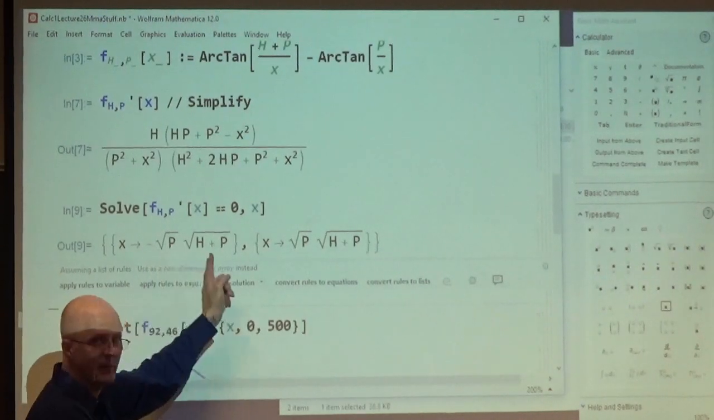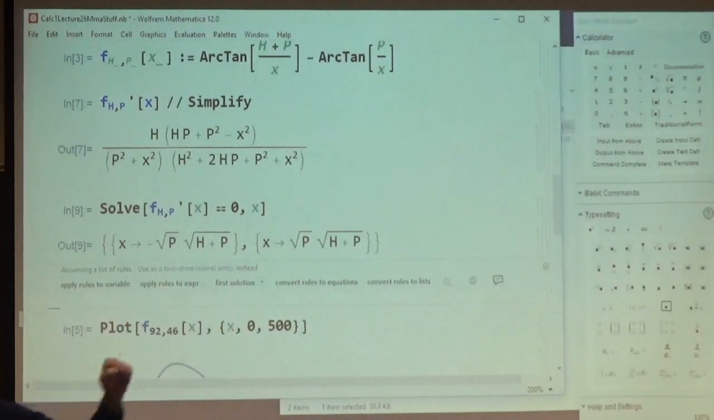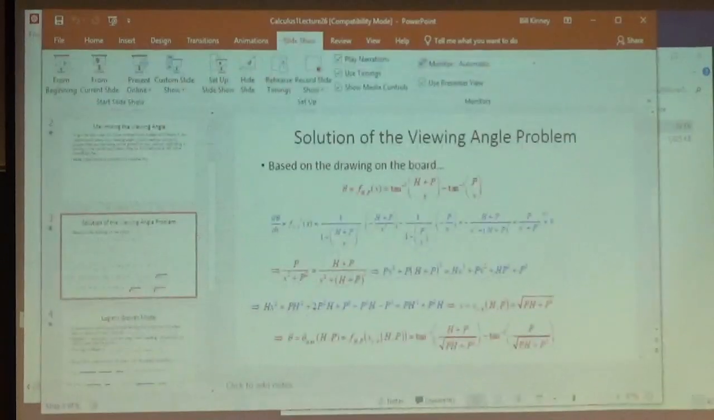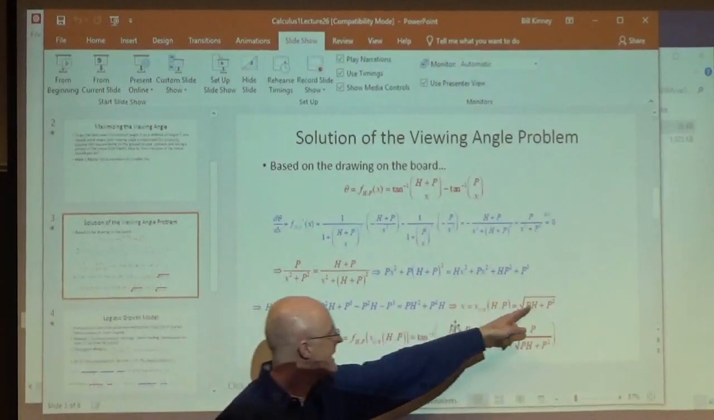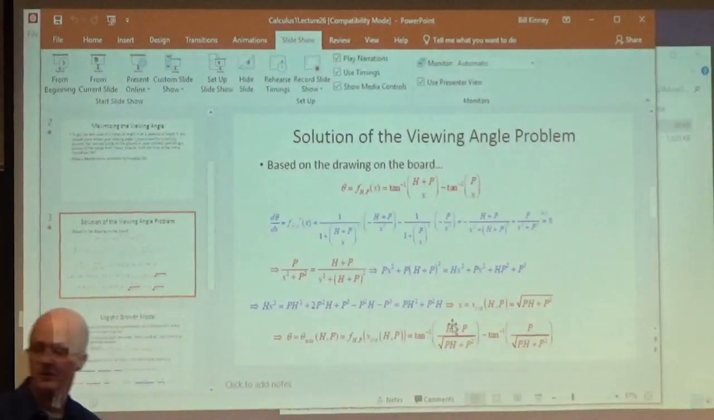That is the same. This is a negative x. We want x to be positive, so we use this one here. That is the same as the answer I got before. It just separated the square roots into two pieces. It is the same as this thing. It factored out a p and separated the square roots into two square roots. It is the same thing.